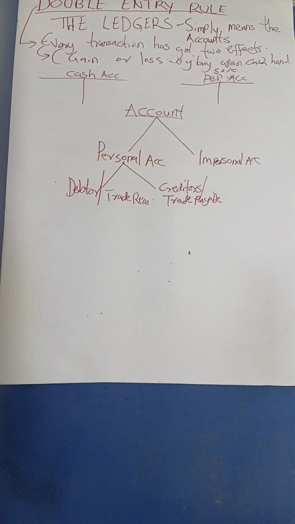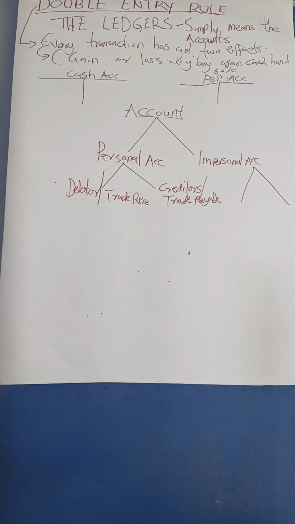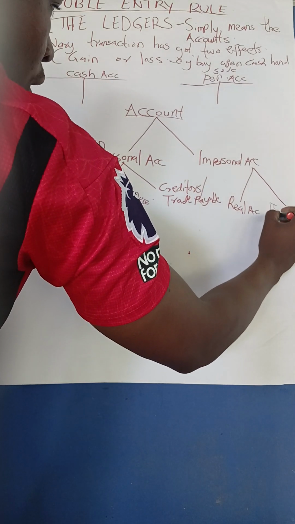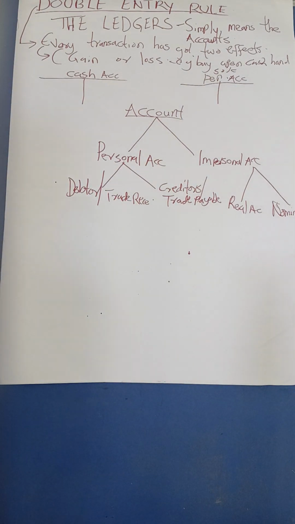So we'll be opening trade receivable under personal account, and also we'll be interacting with the creditors who are trade payables. And now, impersonal account will be divided into two. We are going to have what we call the real account and the nominal account. We are going to have a real account and a nominal account under impersonal account.